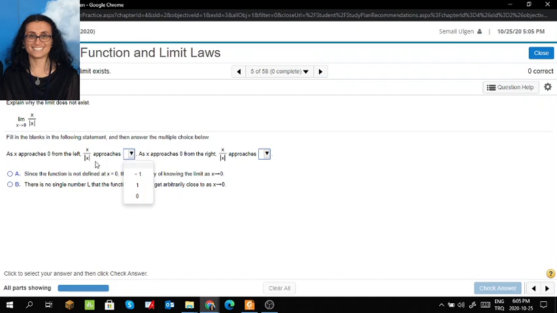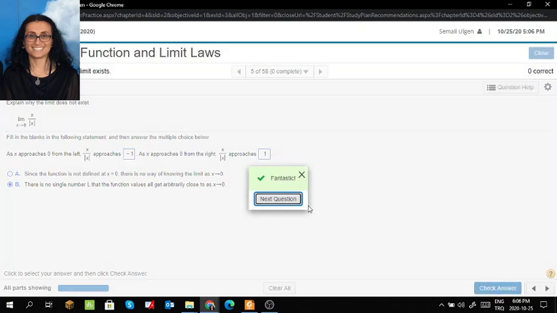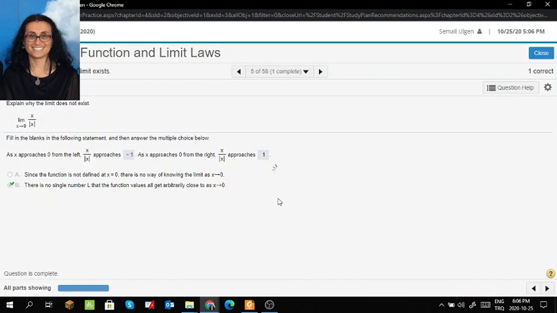If you're approaching from the left, then absolute value of x is going to be -x, so it's going to approach -1. As x approaches 0 from the right, it's going to be x over x. So it's going to be 1. Since the function is not defined at 0, there is no way of knowing the limit as x approaches 0. There is no single number L that the function values all get arbitrarily close to as x goes to 0. Let's check the answer. You got that right.